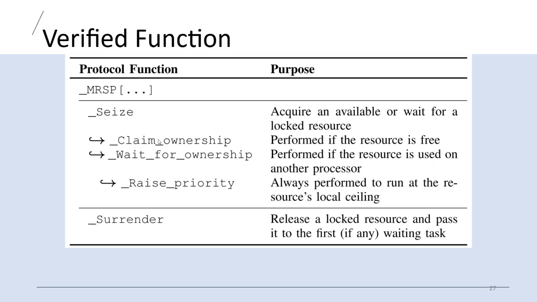Verification. In MRSP, we still verify two functions, the seize function and the surrender function. The seize function will claim ownership if the resource is free, and wait for ownership if the resource is used on another processor. Because MRSP is a multi-processor system, the priority is always raised to run at the resource's local ceiling.